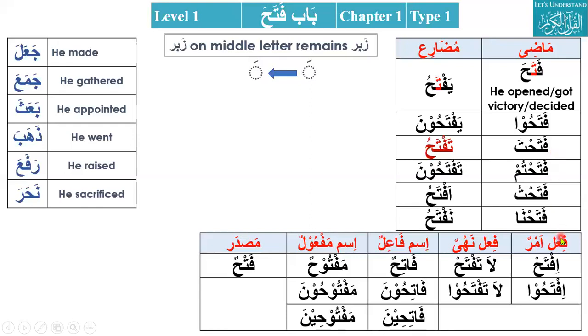Okay. Ib'as, appoint. La tab'as, don't appoint. Good. Next word is zahaba. Who can do it, zahaba? Haika, can you do it? You know this word. Zahaba means? He went. He went. Do the TPA.